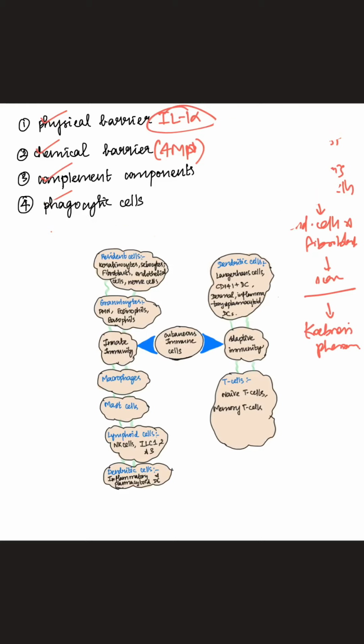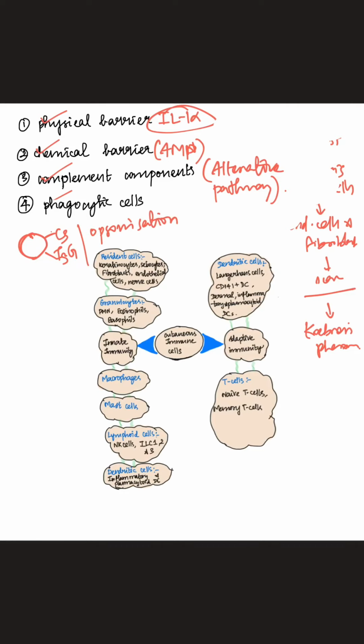Regarding the function of complement components, the alternative complement pathway plays a main role here. And also the pathogen after invasion gets coated by fragments of C3 and IgG. This process is called opsonization. This opsonization helps the polymorphonuclear leukocytes to recognize the pathogen and kill them by the process of phagocytosis.